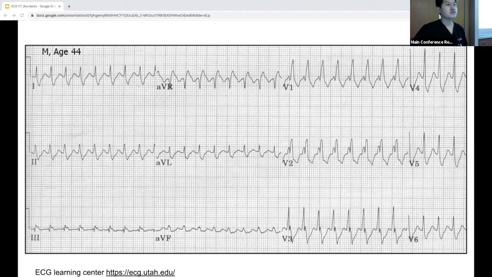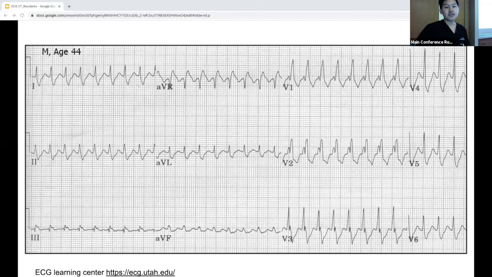So what's on your differential diagnosis? I heard SVT. SVT with a right bundle. What else could it be? SVT with aberrancy. Could it be VTAC? It could be, yeah. Is there any particular feature where you could be confident that it's an SVT or a VTAC? AVR, yes. So Sophia mentioned AVR, but we'll talk about that later.